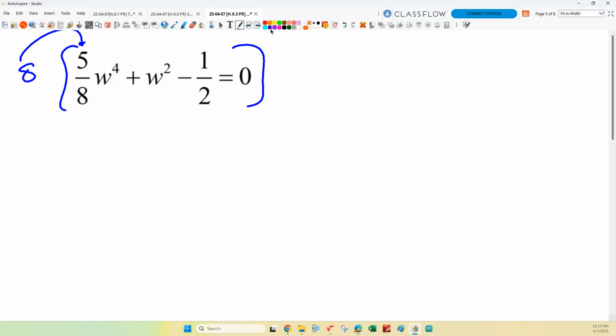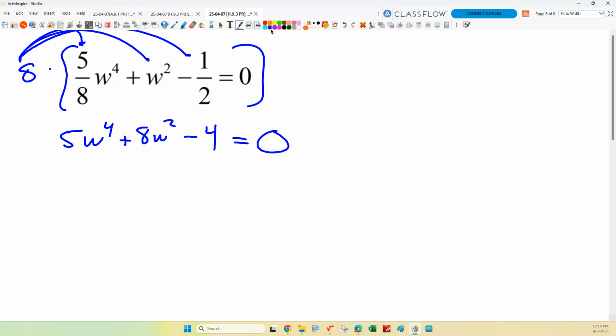What's that going to give me? What do I get when I multiply the first term by 8? Okay, good. 5w to the 4th. How about the next term? Plus 8w squared. Last term. Minus 4. And then anything times 0 is 0, right?